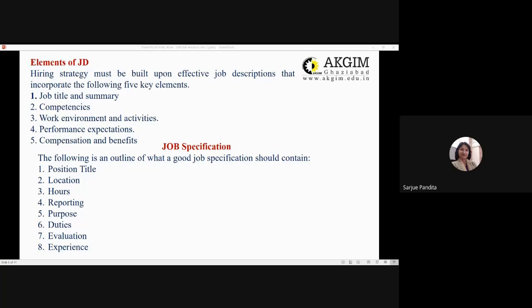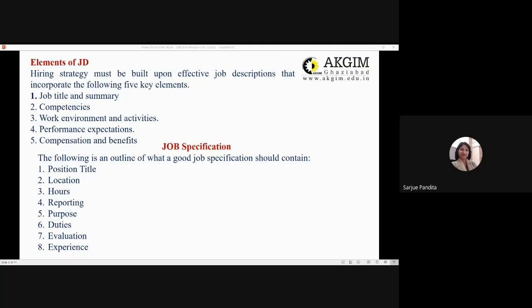Talking about job specification, as we said, job analysis is equal to job description plus job specification. That means both job description and job specification combined make your job analysis. Job analysis should contain position title, location, hours, reporting, purpose, duties, evaluation, and experience. Basically, job specification is purely related to the job, that means what the job is having. And the JD is what is expected, what a person or incumbent should have to perform that particular job.